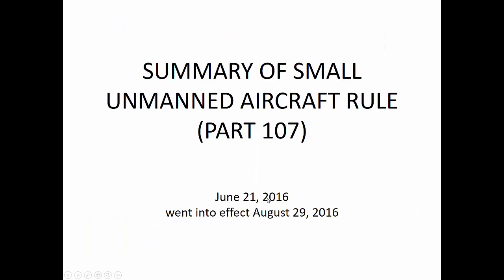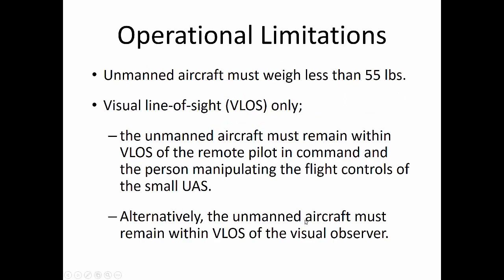On August 29th of 2016 is when Part 107, or the Small Unmanned Aircraft Rule, went into effect. It was actually publicly known on the 21st of June, and then it went into effect on August 29th. So what does that say? Unmanned aircraft must weigh less than 55 pounds. We just saw that that's the same as the recreational rule.